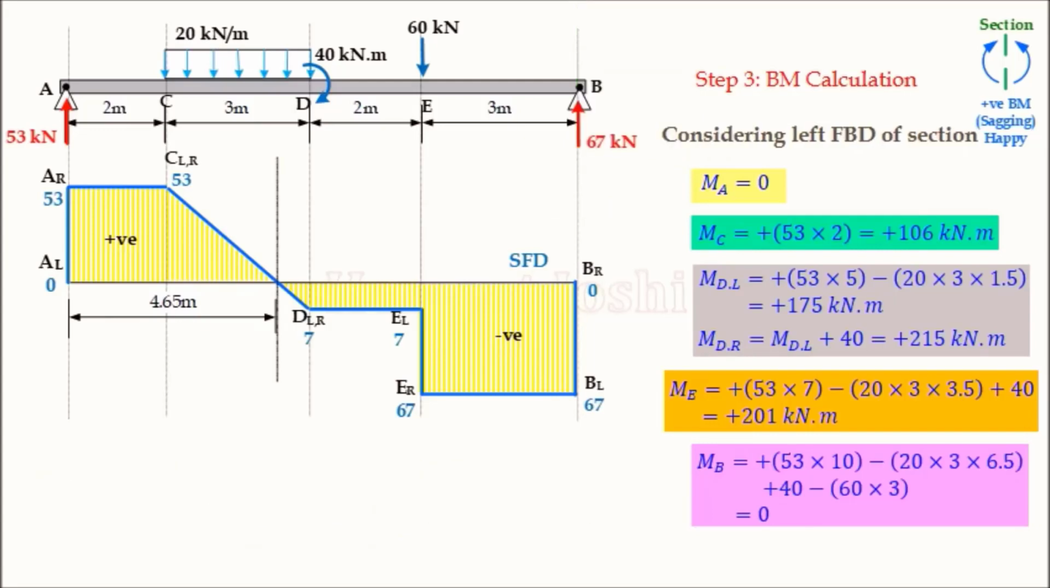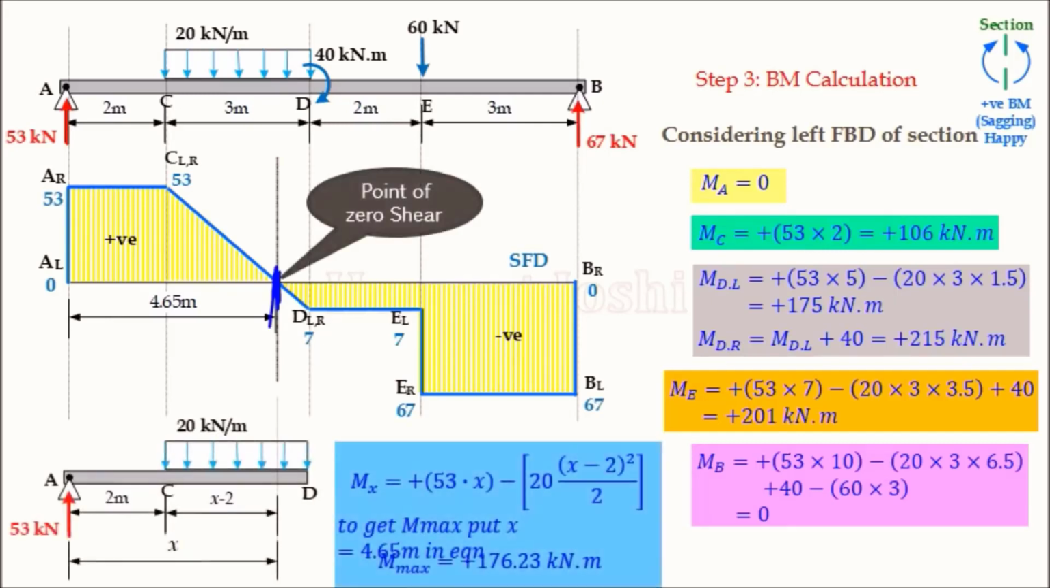Once all values are covered, now I am interested in this particular point, because we know at the point of zero shear, bending moment is maximum. So I am interested to find out that maximum bending moment value. Just recalling the equation we have written earlier, we already wrote the equation of bending moment and we already got that distance 4.65. My job remains only to put this value in this equation. I am getting Mmax, so 176.26.